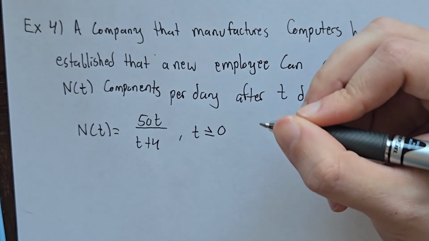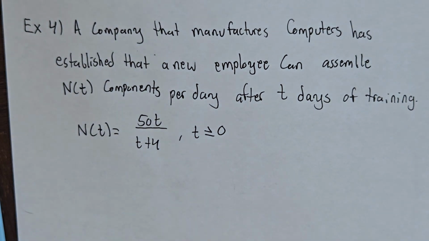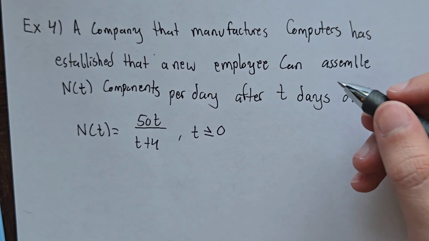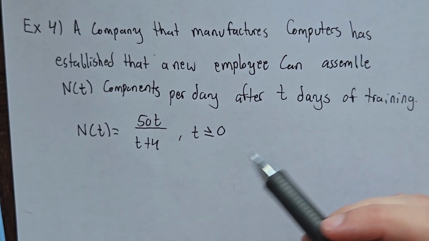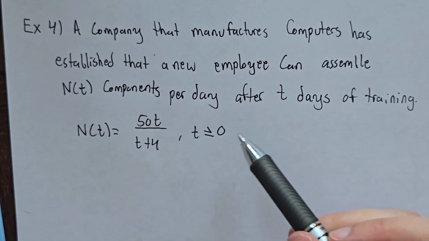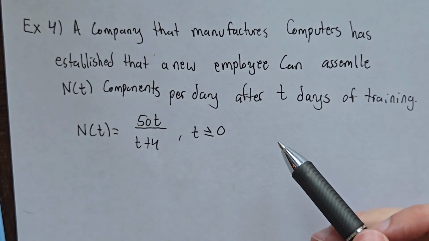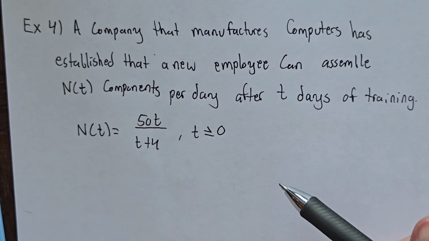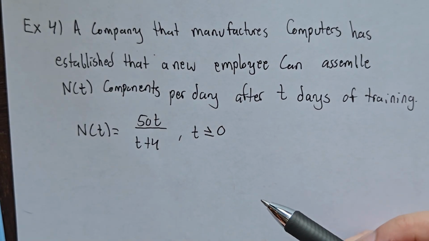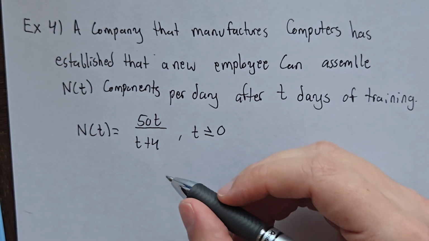So we specifically have this type of rational function modeling the number of components that an employee can produce per day given a certain number of days of training, okay? What we want to do is answer two different questions for this. We want to answer what is going on with this graph, first of all, on its domain. Maybe we'll just sketch it between 0 and 100 days of training and see what that looks like. And then we also will just ask what this means in the context of the actual function, okay?